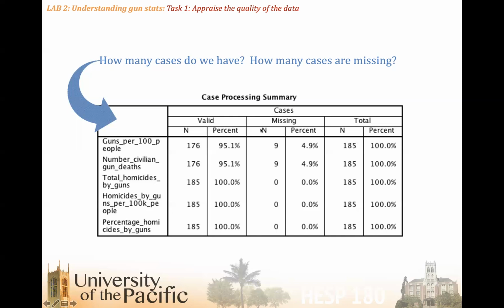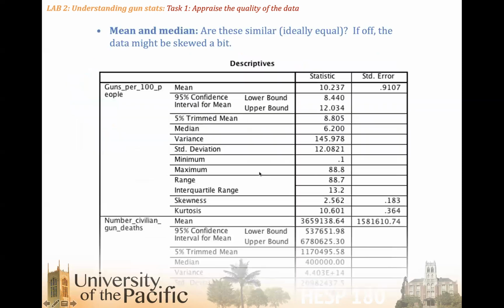But the first thing, the case processing summary, just tells you what you looked at. This is just what you analyzed, and for some of these you're missing data. Total homicides by guns, homicides per 100,000 people, whatever. You're missing data on 9 countries, but there are 185 countries in this database, and for these two variables, 9 of those countries don't have data. That's all that's saying. Descriptives, you know this stuff: the mean and the standard deviation. So the mean for guns per 100 people is 10.2, so about 10% of people have guns worldwide, plus or minus 12.1. That's the number of guns people have.